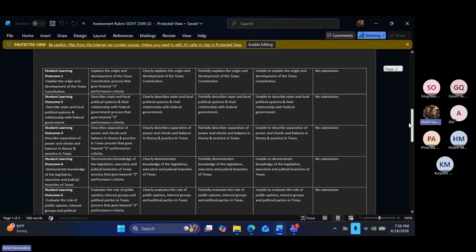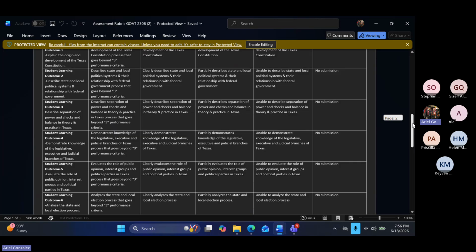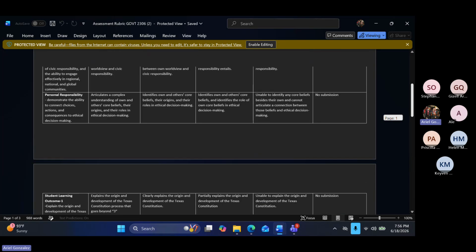And then, of course, we have the SLOs here. Again, explain the origin and development of the Texas Constitution, describe state and local political systems. Didn't we just cover this, right? This is also mentioned within the signature assignment document. So have this with you as you are working on this.